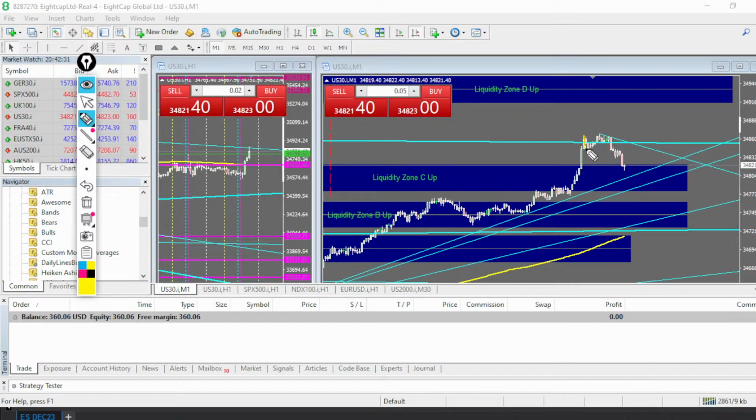This is just 1, 2, and this is 3. So even if this one becomes extended, it could still go back to the upside. So we have to be careful with it.